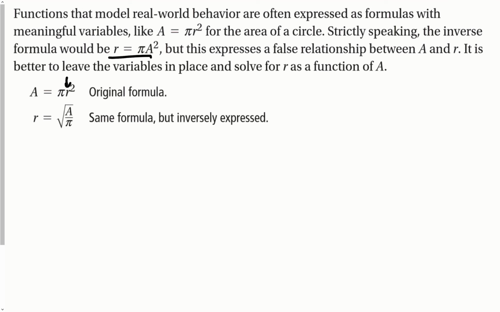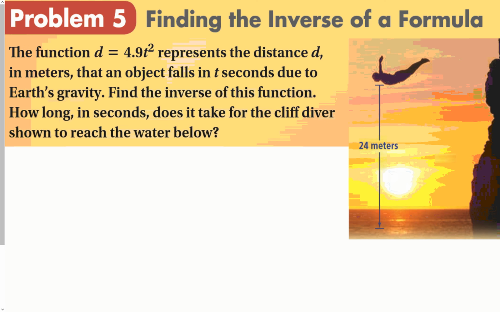So this technique doesn't work if you have, basically, word problems, like this. The function d is equal to 4.9 t squared represents the distance d in meters that an object falls in t seconds due to Earth's gravity. Find the inverse of this function. How long in seconds does it take for the cliff diver shown below to hit the water?